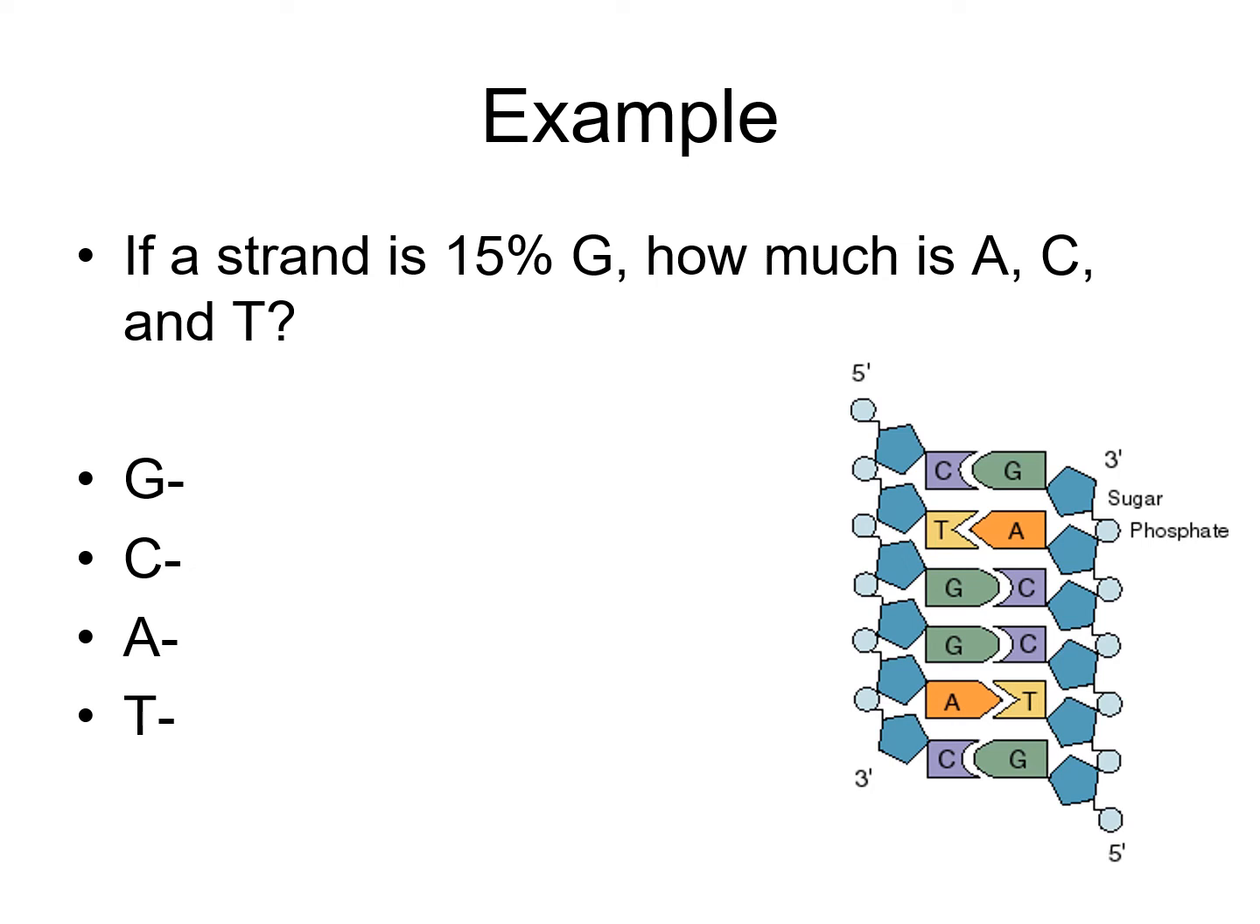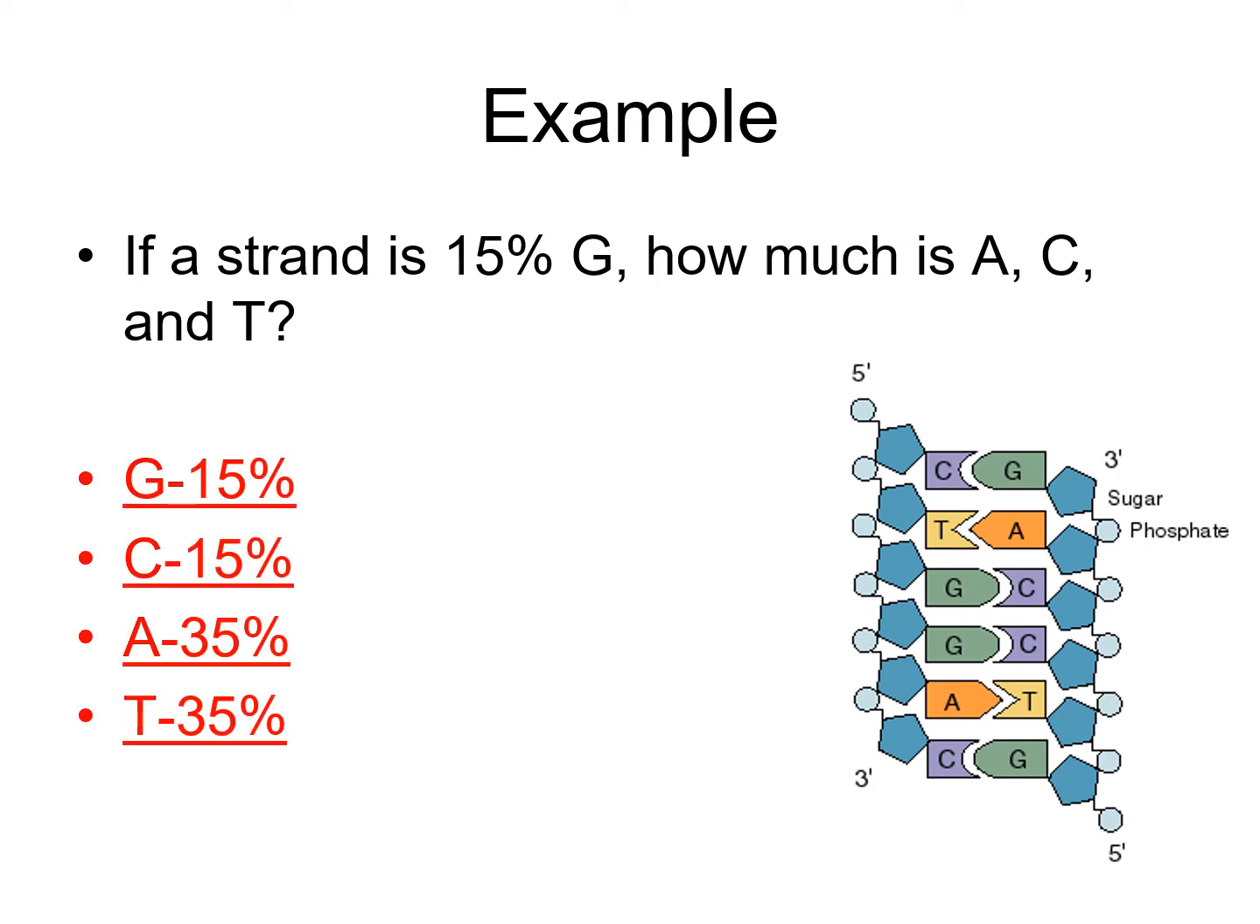Well, 15 plus 15 is 30, which means I have 70% of my DNA are A's and T's, and you just divide them in two, and that's how you can figure out the rest of your percentage. But wherever you have G's, you will also have C's, and wherever you have A's, you will have T's.